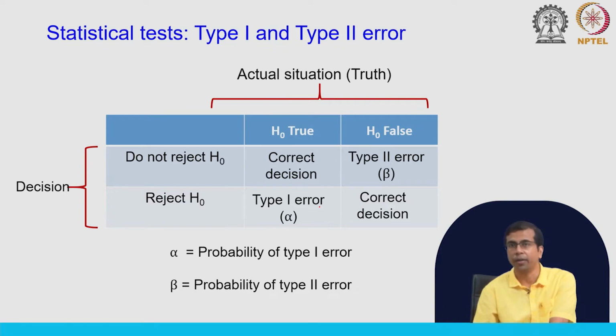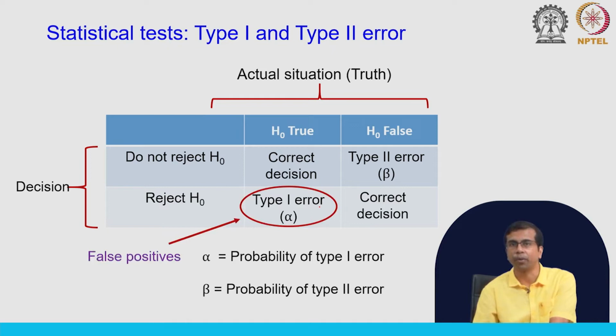the number alpha is the probability of type 1 error. Then you have the second type of error, where H naught is false and we are not rejecting H naught. That is called the type 2 error, or beta. Again, beta is the probability of type 2 error. If this is clear, now which are the false positives and which are the false negatives? These are the false positives: H naught is true and we are rejecting H naught.